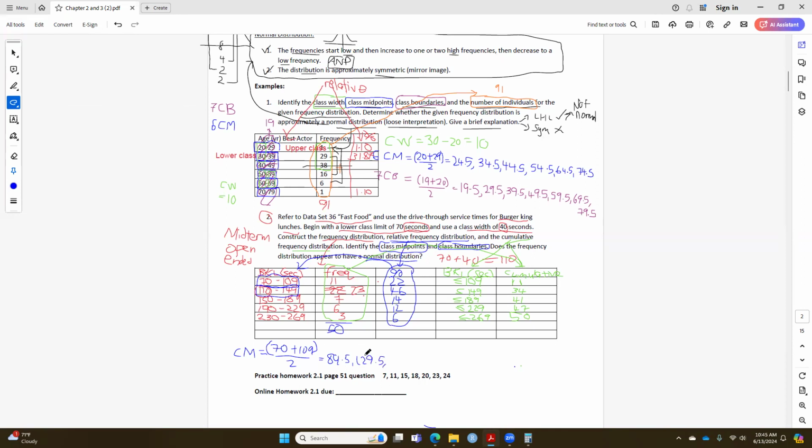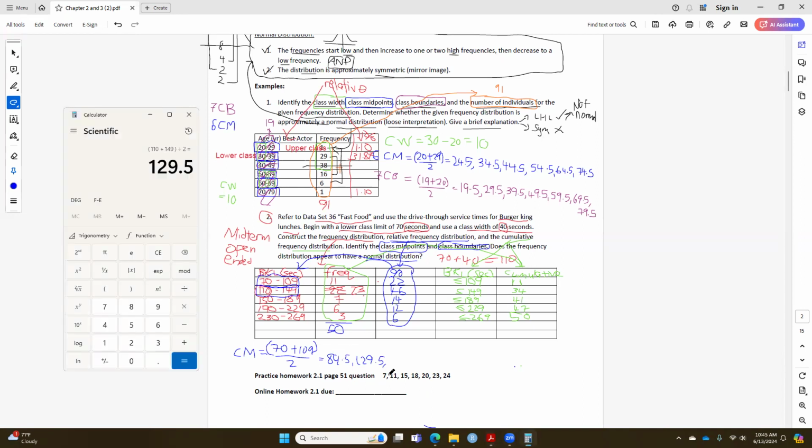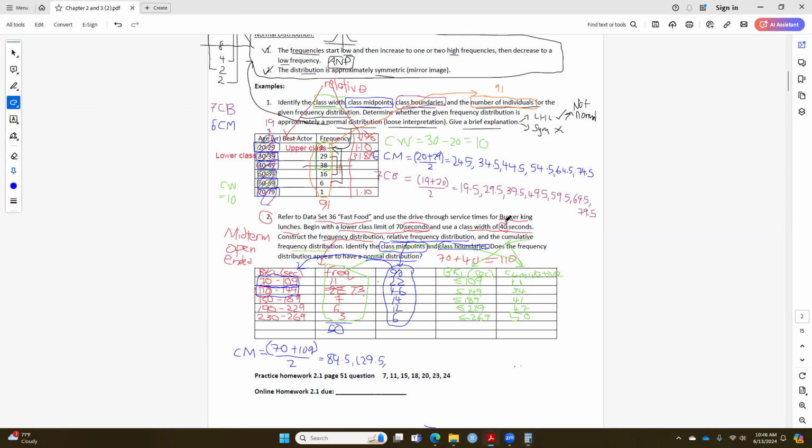Okay. You're going to do this quite a lot of times, but there is a shortcut. Does anyone know what the difference is between 129.5 and 89.5? If you subtract this from 89.5, what is that number? What's the difference between these two numbers? 40. Which is the same as your class width.